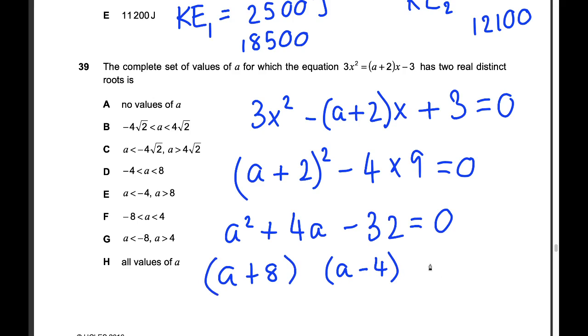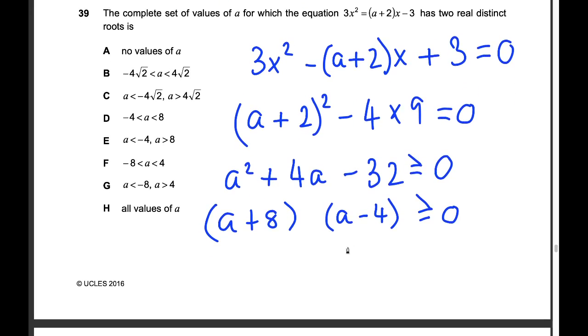Okay, so that's equal to 0. So A is, right, we're looking for values where this is actually greater than 0, sorry. I sort of started, I was on autopilot solving quadratic equations. When we're actually looking for two distinct real roots, it's not greater than or equal to 0, it's greater than 0.